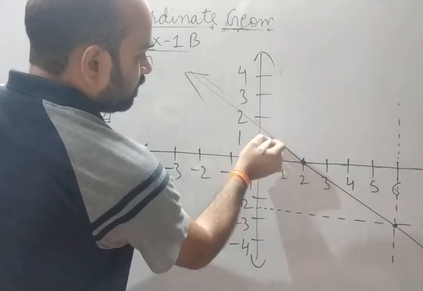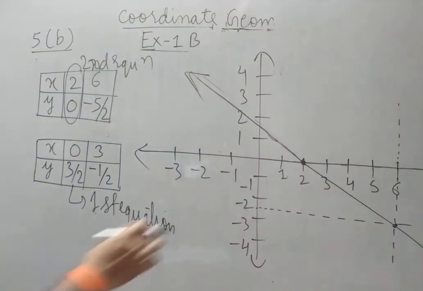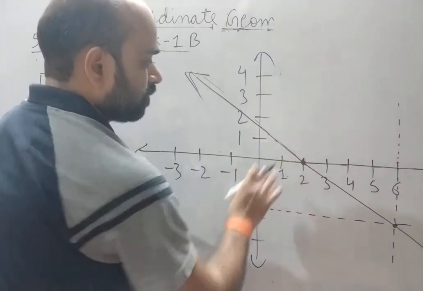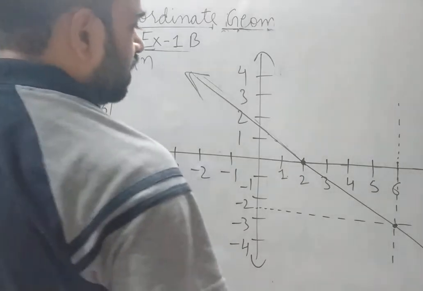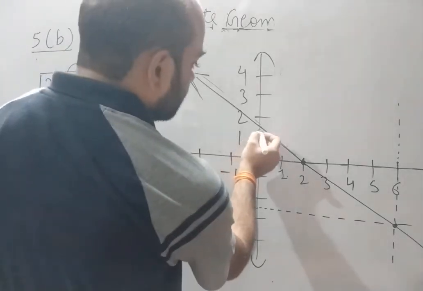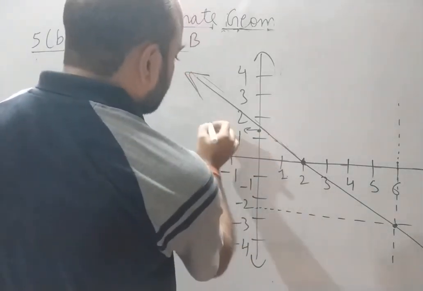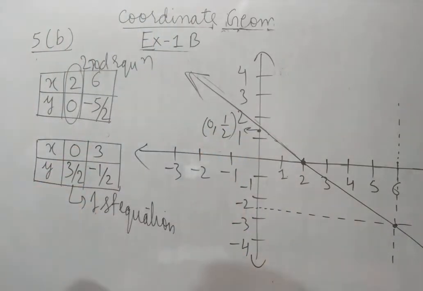Here, this is the second line we have plotted. Correct? Now the first line: 0 comma 3 by 2. 3 by 2 means 1.5. Maybe here it is 0 comma 1 by 2. And next is 3 comma minus 1 by 2.